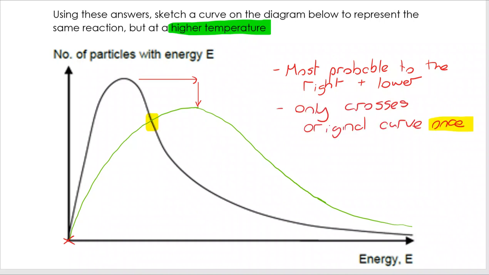Now, the other important thing to watch out for here, it will only cross the original curve once. We can see that here. It cannot meet again further over. So it must never meet again. It leaves from the origin together, they cross once, and they never meet again.